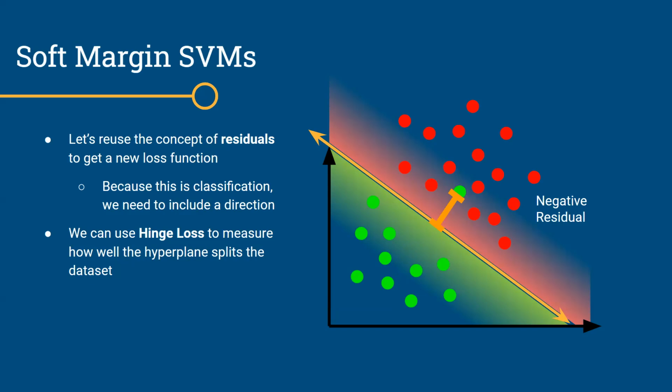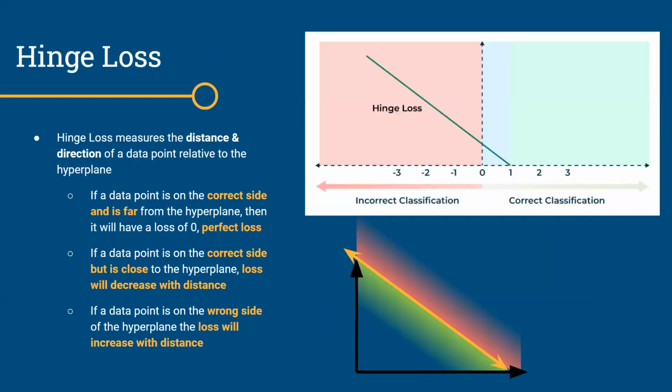And because of that, we now have a quantitative way of identifying how well the hyperplane splits our data. We just use the residuals, a similar concept to linear regression, but instead of using that mean squared error loss, we like to use what's called hinge loss, which we'll go into next. So hinge loss looks like a very simple linear line. Whatever the residual is, that's the loss, especially if it's negative.